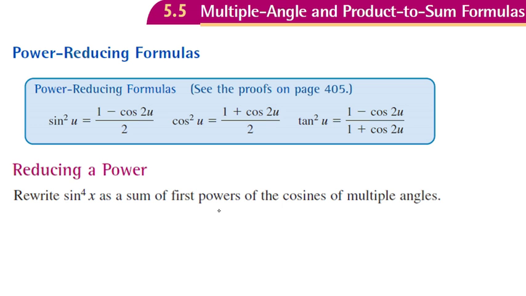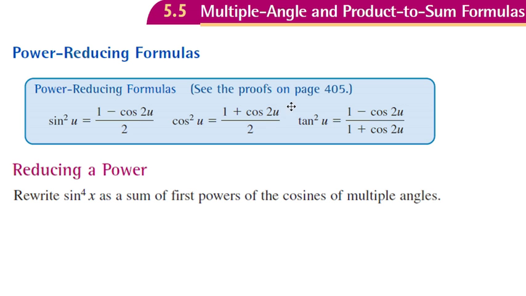The example that we're going to do down here is we're going to rewrite sine to the power 4 of x as a sum of first powers. So that means that we want to have some kind of sum at the end, but we want the powers, also known as the exponents, to be a power of 1. And we want to put it in terms of cosine of multiple angles.